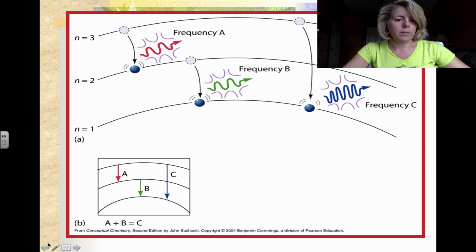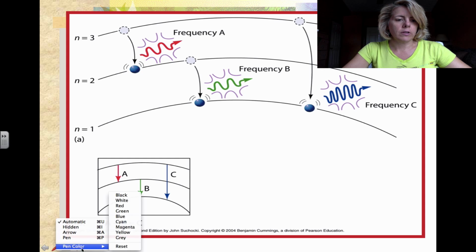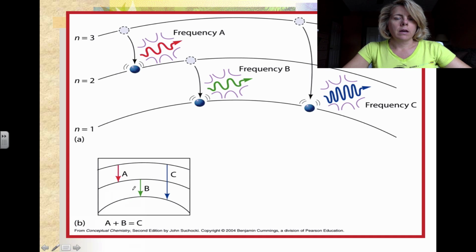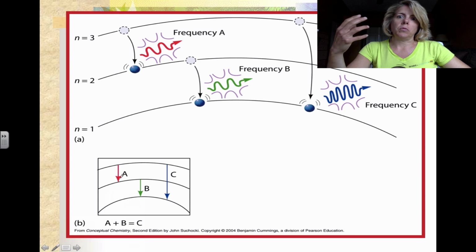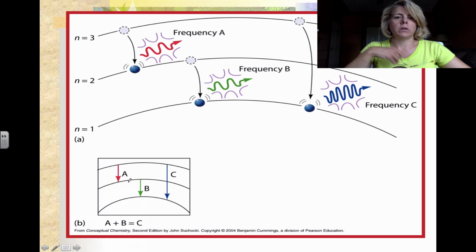I love this slide because it actually gives you a really good representation of what's going on when we see the different colors from elements being excited with electricity or other electrons. So here we have three different colors: red, green, and blue.